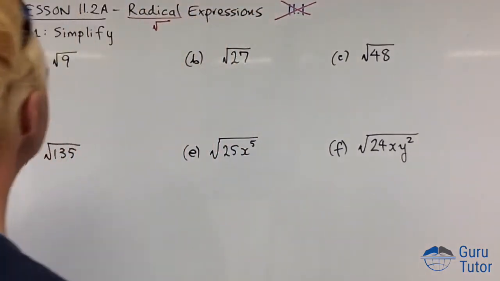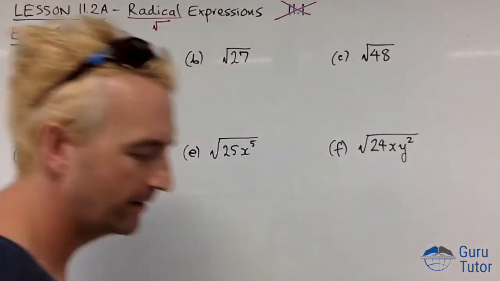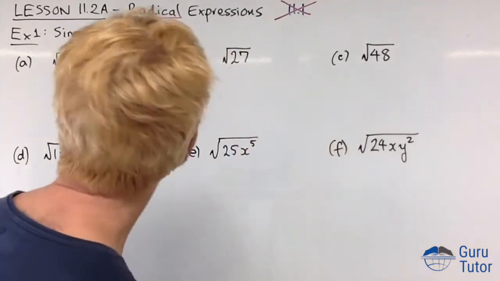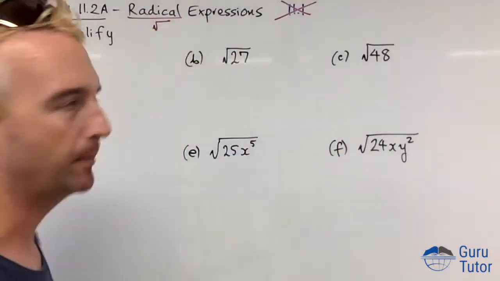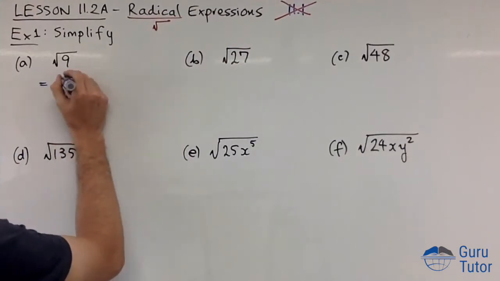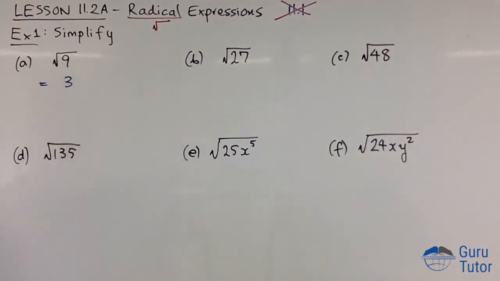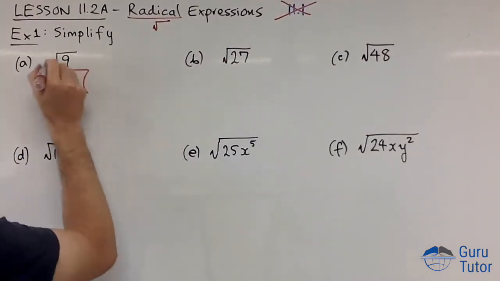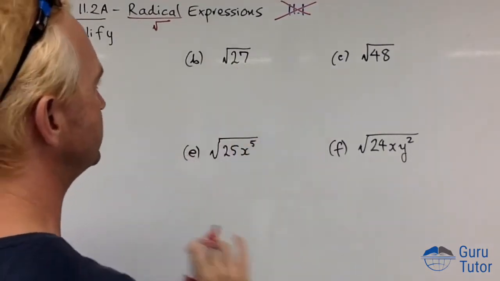So let's do the first one, root 9. How do we do that? That's just the square root of 9, the positive square root of 9. What is it? It is 3. Easy. Now we're going to see what happens when we get a number that is not a perfect square.